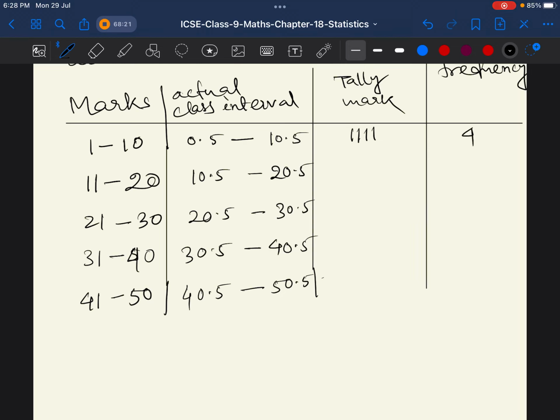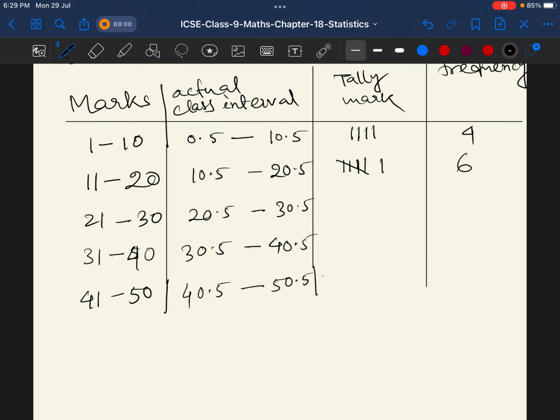So 10.5 to 20.5, the values are 18, 14, 19, 11, 16, and 15. So this is 6, 1, 2, 3, 4, and the 5th will be diagonally. So this is 6.